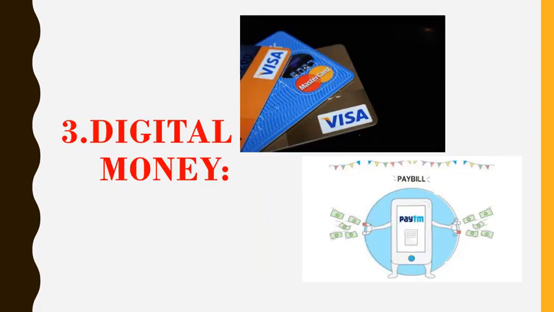The third form of money is the digital money. Money stored in bank accounts, used with debit or credit cards and mobile payments that we do, using different apps like Paytm and Google Pay. Now, payment has become so easy. You don't have to carry so much cash with you. You don't have to carry notes in the wallet.